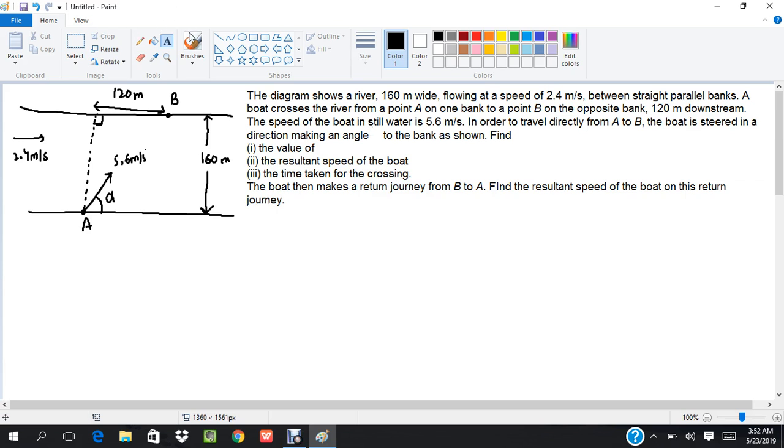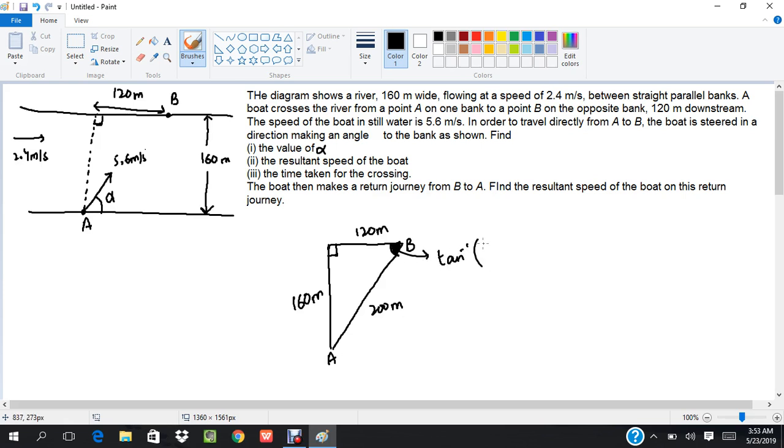So the first thing that we have to find out is the value of angle alpha. Okay, so let's first draw our triangle of distances to find the distance between A and B. So here we go. This line has a distance of 160 meters and this is 120 meters. So simply by using Pythagoras' theorem, we'll get the length AB as the square root of the sums of the squares of 160 and 120, which is 200 meters. Fine. Now this triangle of distances can also help us to find this angle right here. And this would be tan inverse of 160 upon 120.